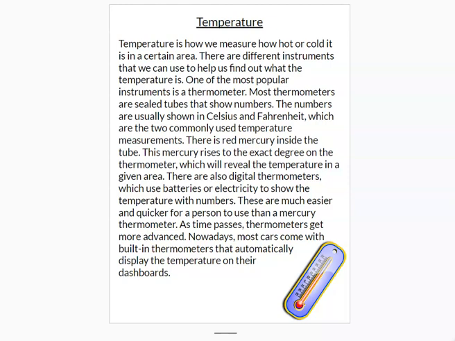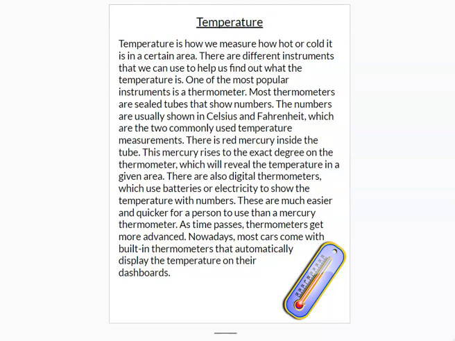Temperature. Temperature is how we measure how hot or cold it is in a certain area. There are different instruments that we can use to help us find out what the temperature is. One of the most popular instruments is a thermometer. Most thermometers are sealed tubes that show numbers. The numbers are usually shown in Celsius and Fahrenheit, which are two commonly used temperature measurements. There is red mercury inside the tube. This mercury rises to the exact degree on the thermometer, which will reveal the temperature in a given area.